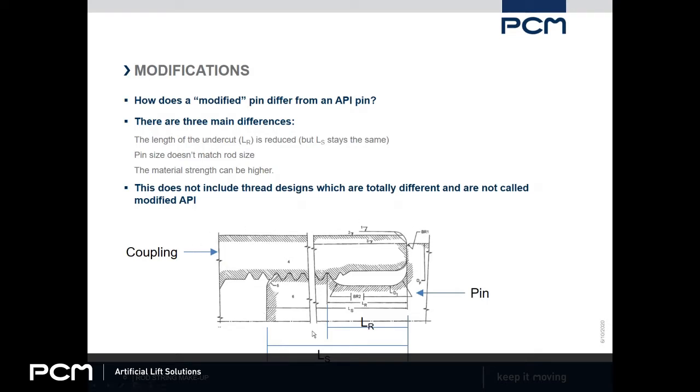In general, I'm going to make one more comment on definitions here. When I say coupling, I'm referring to the coupling. The pin is the part on the rod, and if I use the word connection, it means the two pins and the coupling together.